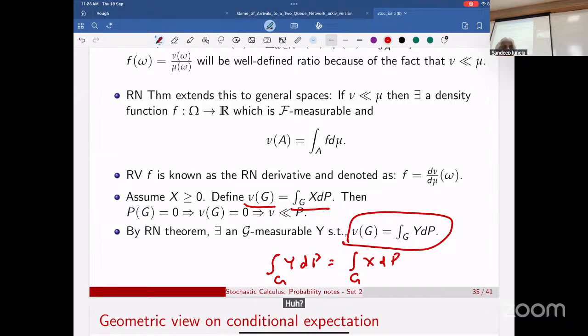But now my Y is G measurable. My X was not G measurable. X had much more information. But through this Radon-Nikodym theorem, I come up with this Y, which is G measurable, but integrates like X on all the sets in G.